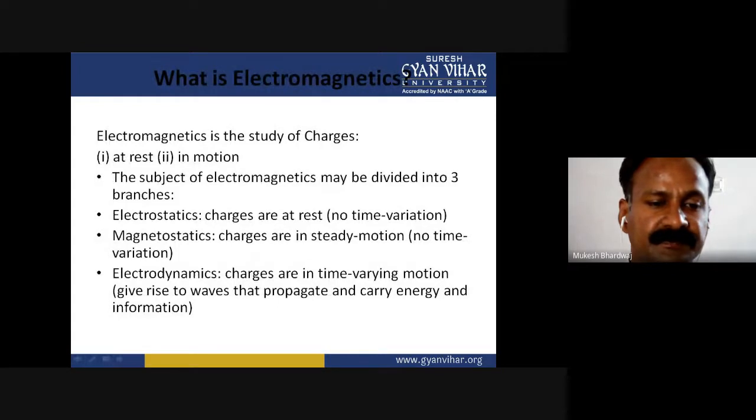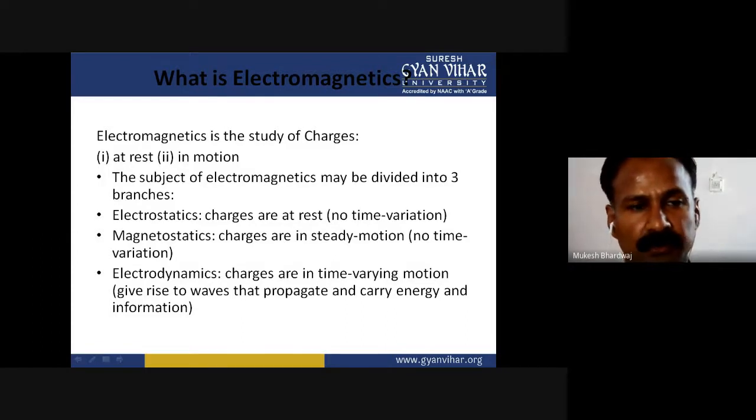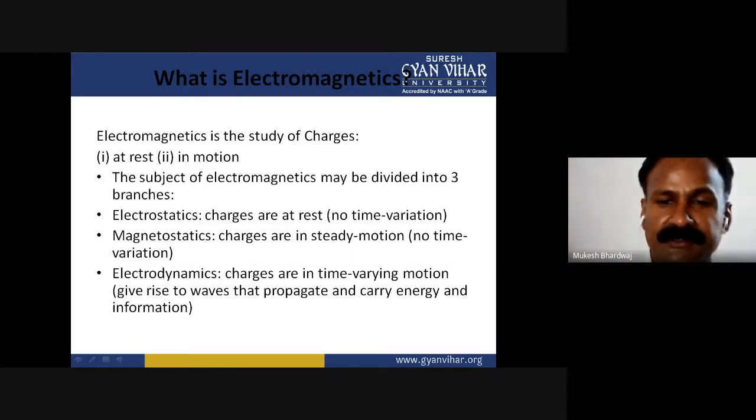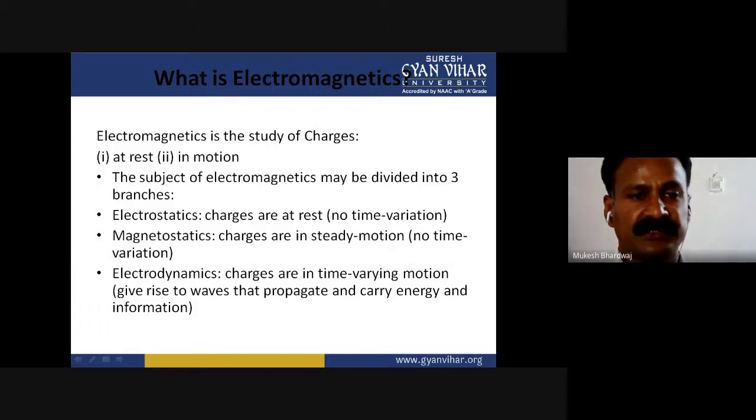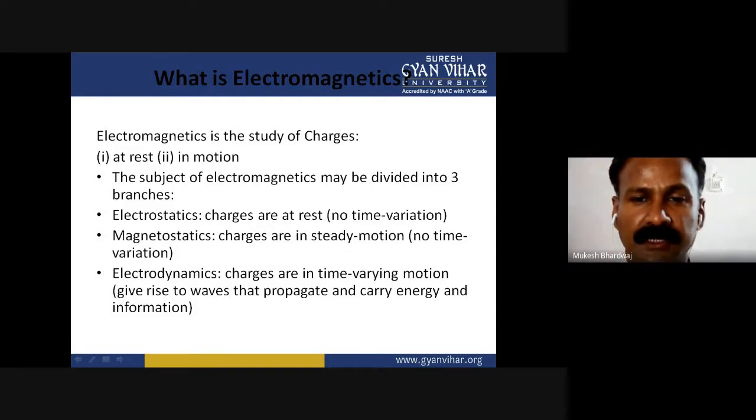Electromagnetics is the study of charge at rest or in motion. When we are studying charge at rest, it is called electrostatics, and the study of charge in motion is known as electromagnetics. So combinedly, electromagnetics is the study of charge at rest or in motion under certain boundary conditions.